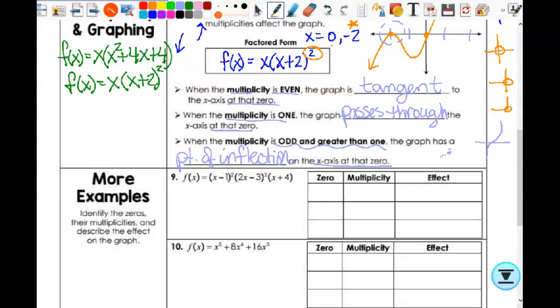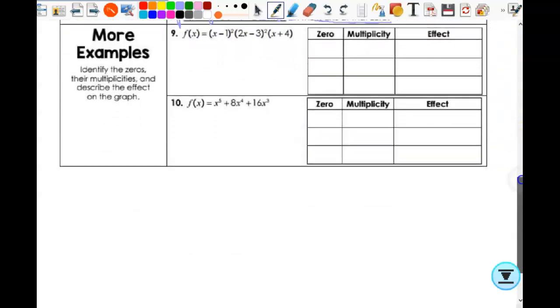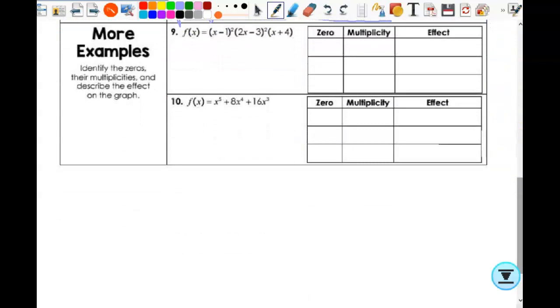Okay. All right, so let's look at how we're going to be asked this. It says, identify the zeros, their multiplicities, and describe the effect on the graph. Well, this is nice. It's already factored for us. So since it's factored for us, we can just find the zeros. This one right here gives me 1. This one gives me 3/2. This one gives me -4.